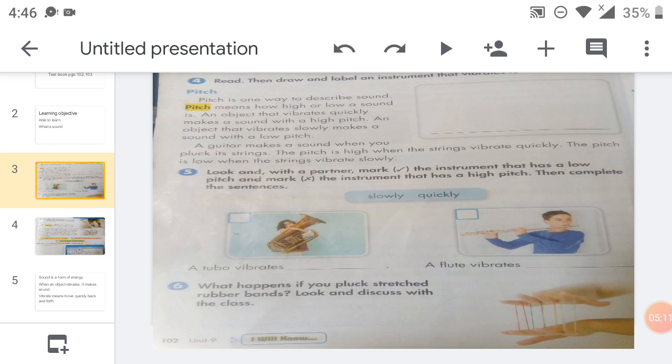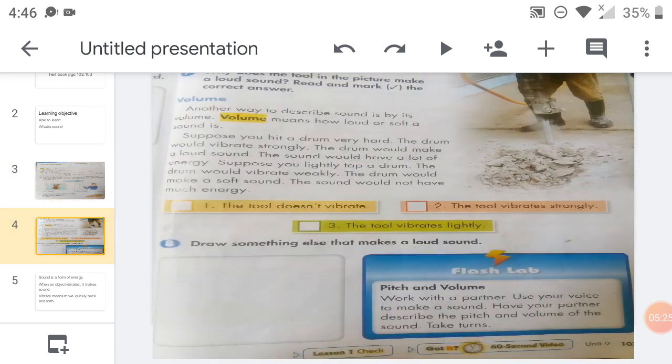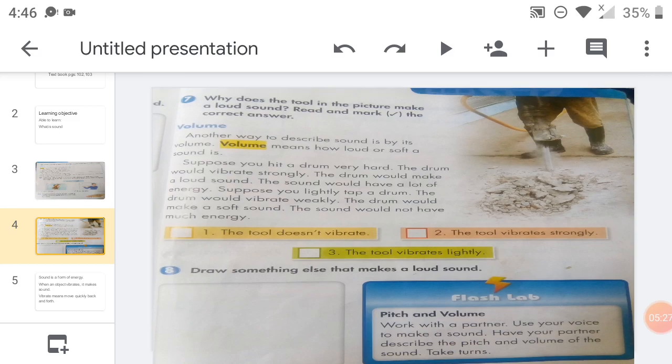Okay. We have discussed question number 6 in the think part, but let's discuss it once again. What happens if you pluck stretched rubber bands? The rubber bands will vibrate and make sounds. Okay. Now you also have to do question number 7 and 8 on textbook page number 103.